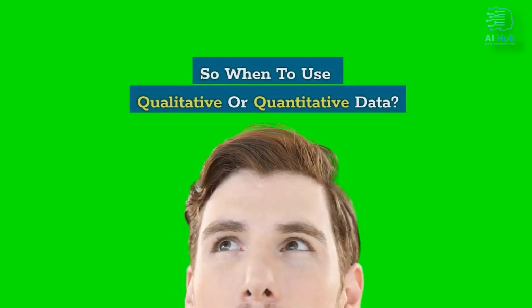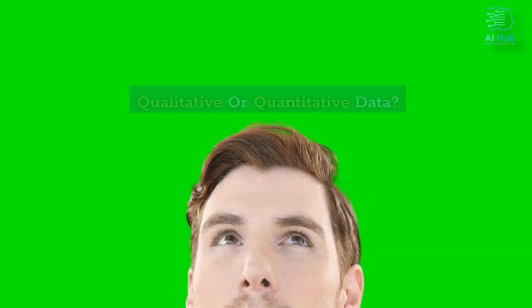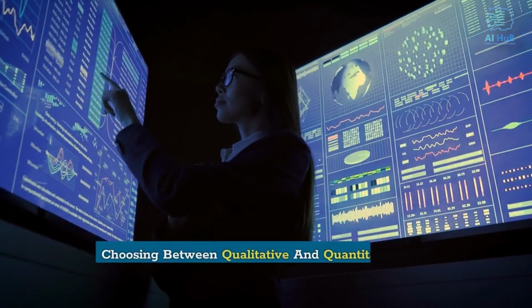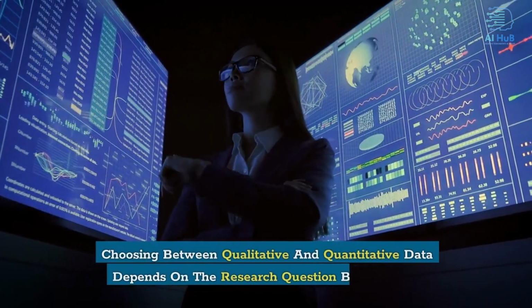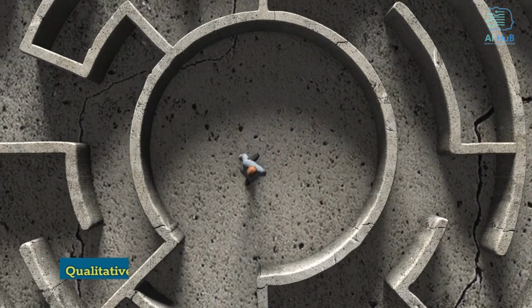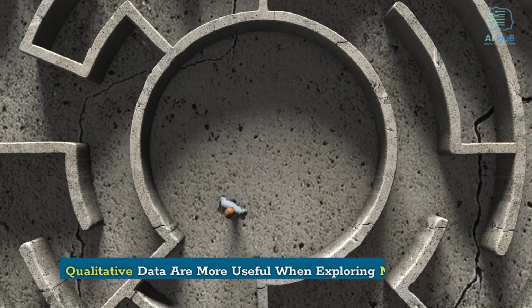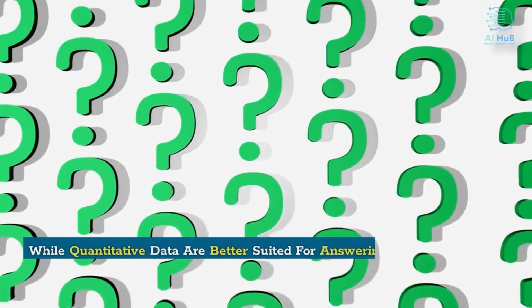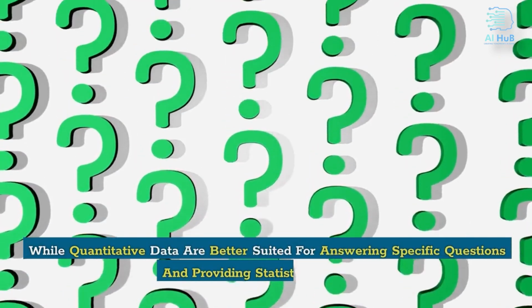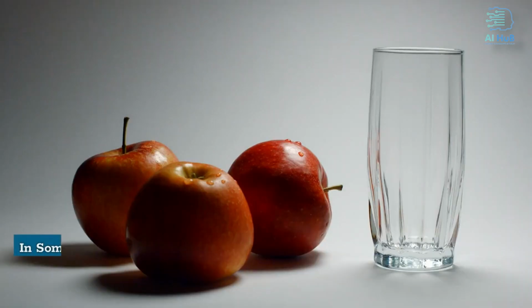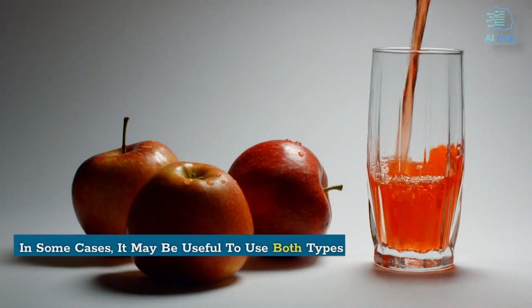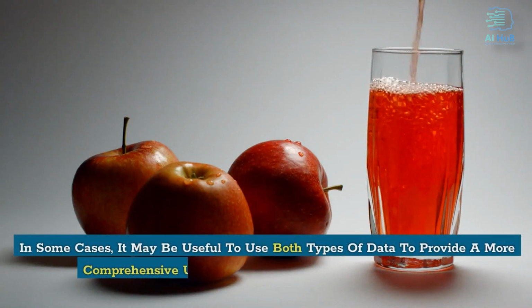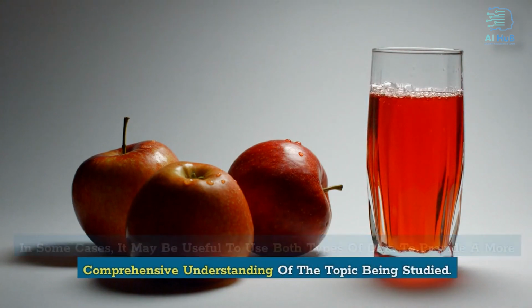So when to use qualitative or quantitative data? Choosing between qualitative and quantitative data depends on the research question being asked. Qualitative data are more useful when exploring new concepts, while quantitative data are better suited for answering specific questions and providing statistical analysis. In some cases, it may be useful to use both types of data to provide a more comprehensive understanding of the topic being studied.